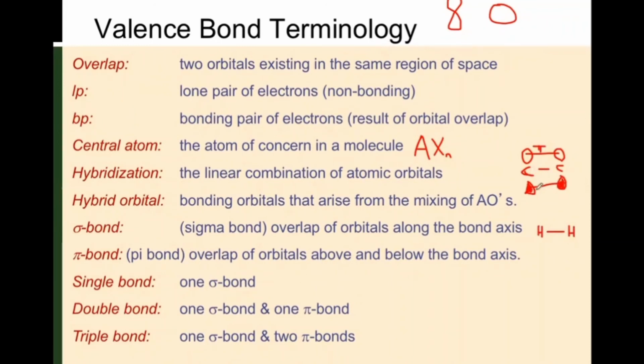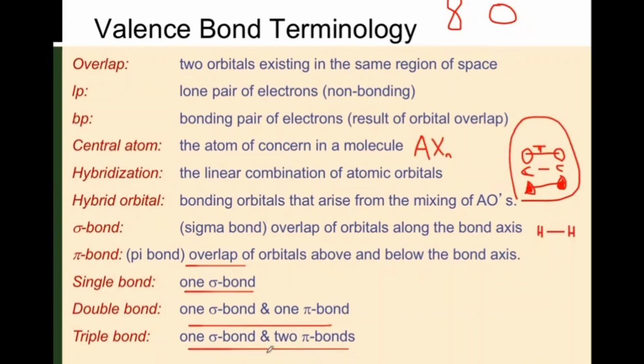So basically, because of the sideways overlap, I guess, is what a pi bond is. So it's the overlap of orbitals above and below the bond axis. A sigma bond is a single bond. A double bond is one sigma bond and one pi bond, like this. This is a double bond. And if we have a triple bond, what we have is one sigma bond and two pi bonds.